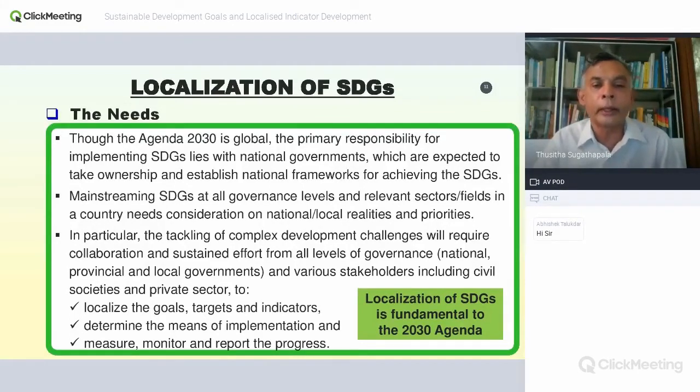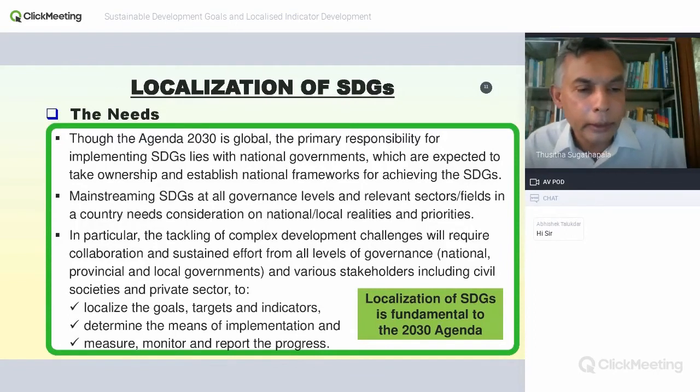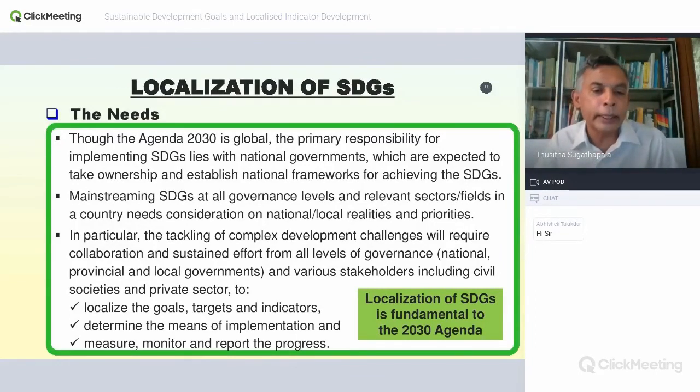We call this national and local realities, priorities or circumstances, which have to be taken into account when we are implementing agenda 2030. Basically it means that we have to look at the SDGs and adapt them, as well as, more importantly, the targets and indicators, to suit our national and local requirements. Now when you look at the whole of the 17 SDGs, the way they are interlinked, it's of course a complex issue because we have complex development challenges to tackle, which involve collaboration and sustained effort of all governance levels, national, provincial, and local, as well as involvement of various stakeholders, including society as well as the private sector. So in that context, localizing the goals, targets, and indicators is a must.